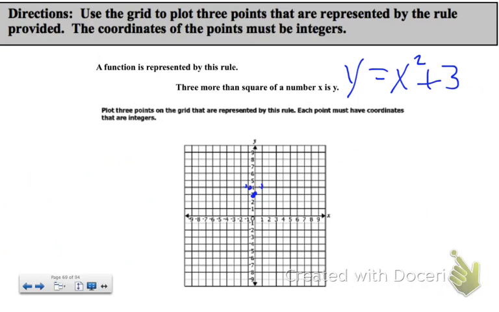Now, when you're on the SOL, the pointer is only going to let you click at intersections, so don't worry about that. But where you're putting the points is what it's going to grade. There are a few more, because obviously you could plug in more x values and get other y's, but those 3 would mark this as correct. And that's it for this one.